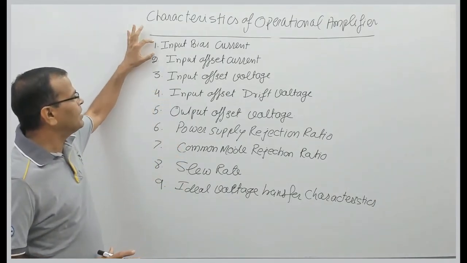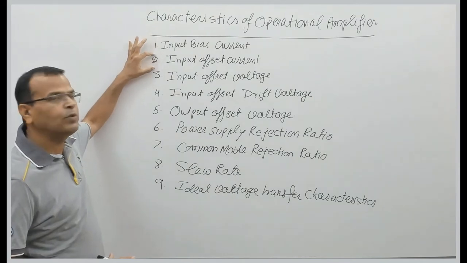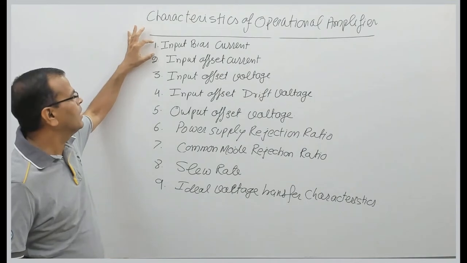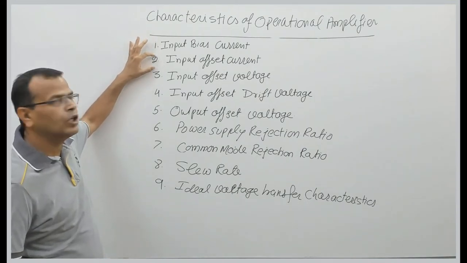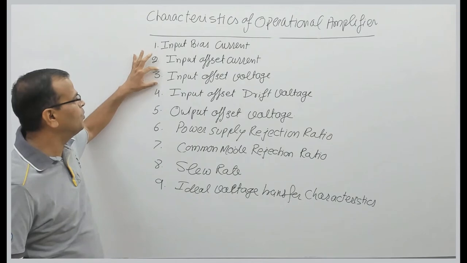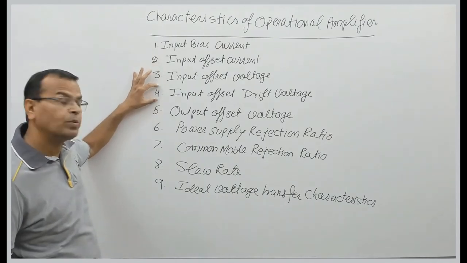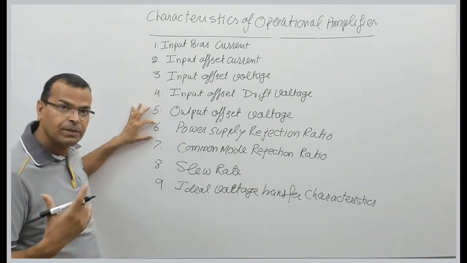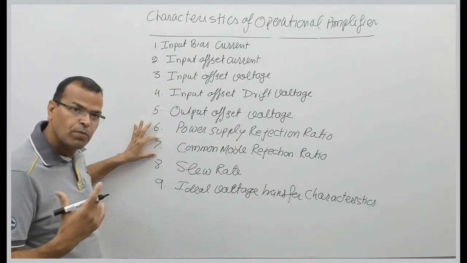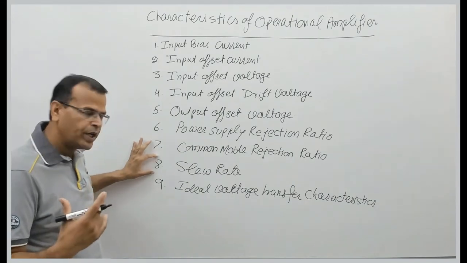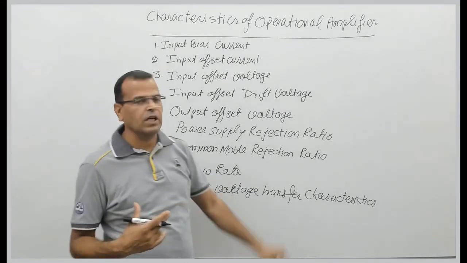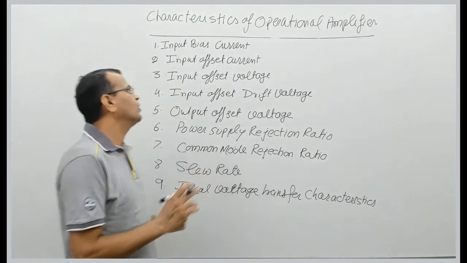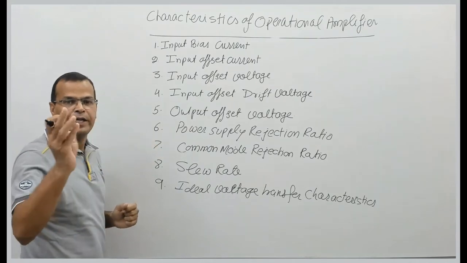The first characteristic, input bias current, input offset current, input offset voltage, input offset drift voltage, output offset voltage, power supply rejection ratio, common mode rejection ratio, slew rate, and ideal voltage transfer characteristic.